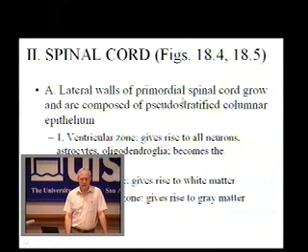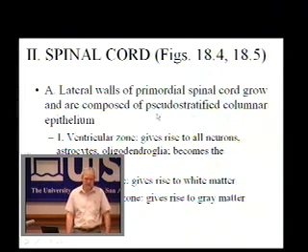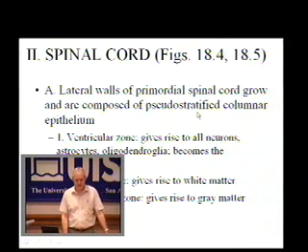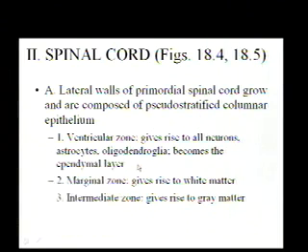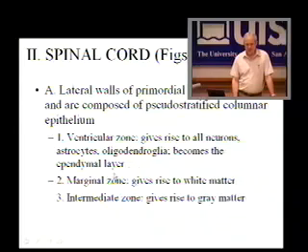So the lateral walls of the primordial spinal cord grow, and they are composed of pseudostratified columnar epithelium. This means that it's still a single layer of cells, but some are really tall, some are squashed in between, but they all have an attachment to the ventricular zone very close to the neural canal that had been formed. So then we are considering a ventricular zone close to the neural canal and a marginal zone on the periphery surrounding the outside of the neural tube.